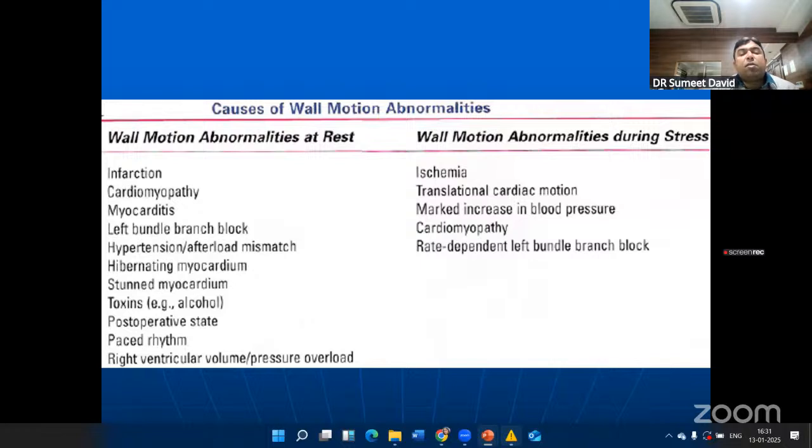Paced rhythm can be a cause. Right ventricular volume or pressure overload can be the cause. Wall motion abnormalities during stress also can occur due to ischemia. Translational cardiac motion, marked increase in the blood pressure, cardiomyopathy, and rate-dependent left bundle branch block can also be causes.